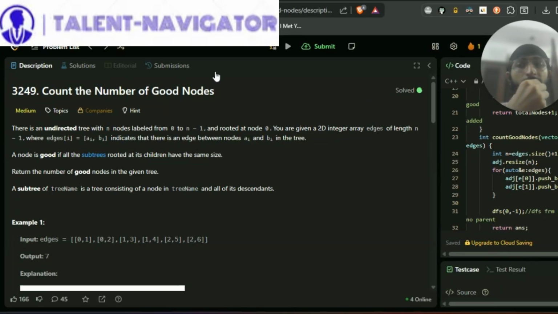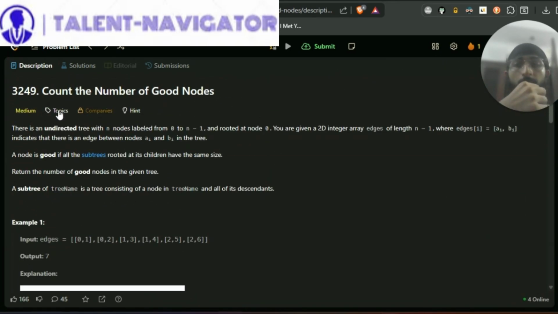Alright, so we're going to be discussing Leetcode problem number 3249, which is count the number of good nodes. So first I'll go over the problem statement, then I'll talk about the example, and then we'll be moving on to the solution part. So there is an undirected tree with n nodes labeled from 0 to n minus 1 and rooted at node 0.